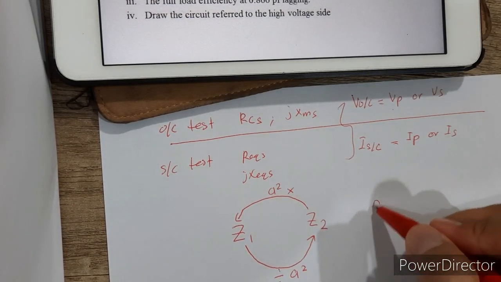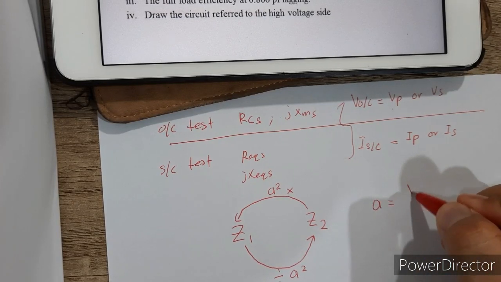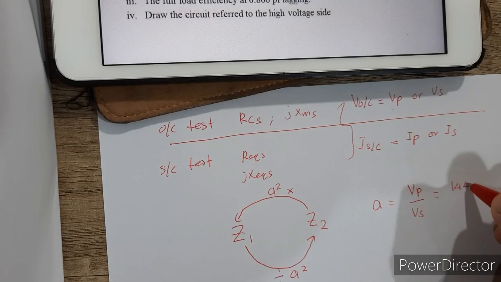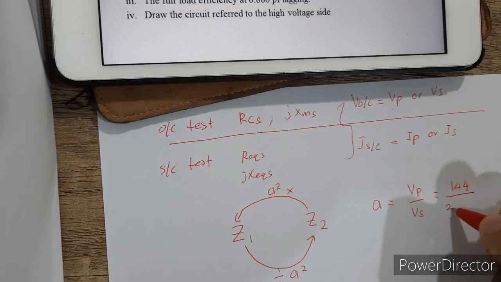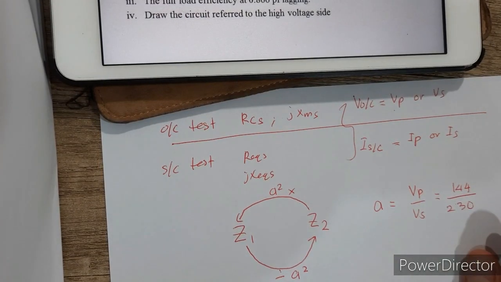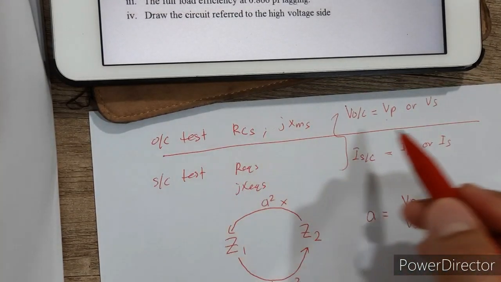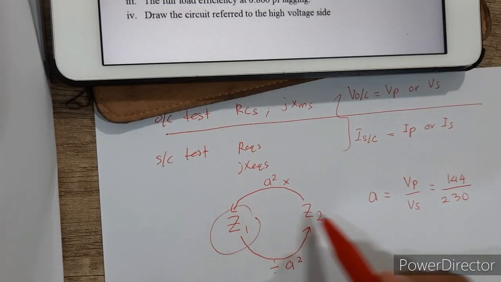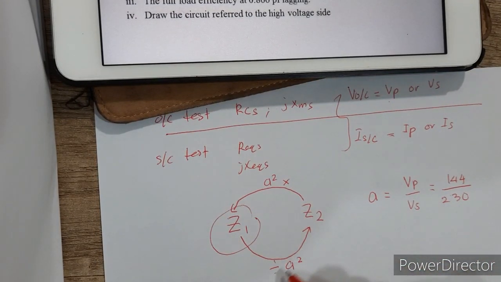So what is A? A equals V_P over V_S, which in this case is 144 divided by 230 volt. So for the open circuit test, the answer you get firstly is on the primary side, then you have to refer it to the secondary side by dividing by A squared, like this.